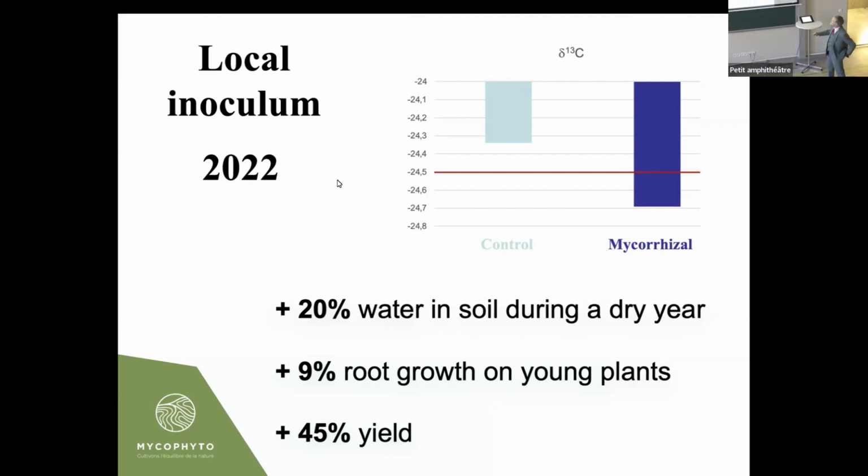I should write inoculated here. The soil had enhanced water retaining properties because of the external mycelium, which is contributing to the soil properties. The root growth and the yield were increased compared to the control.